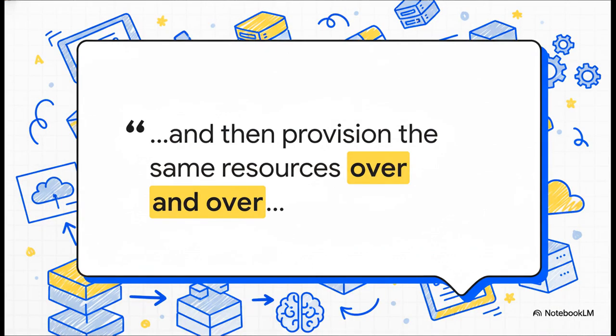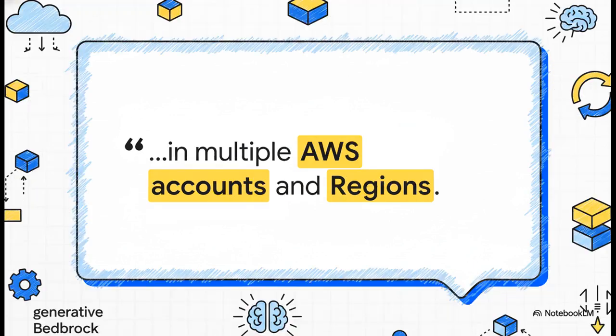And then, once that blueprint is written, you can provision the exact same resources over and over and over again. Every single deployment becomes a perfect, identical copy of the last one. And you can do it anywhere, in multiple AWS accounts, across different regions around the world. That same template can deploy your Bedrock stack wherever you need it with just a few commands. This right here, this is how you build for true scale and reliability.